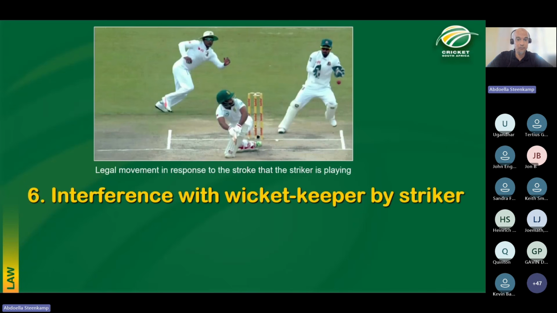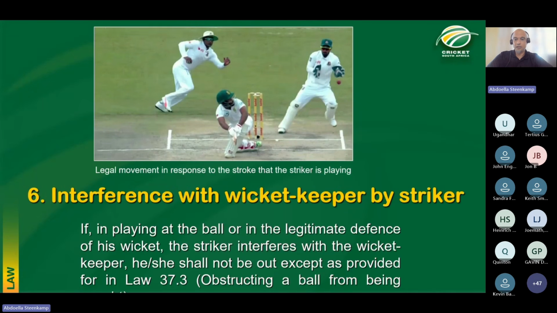So as soon as Temba indicated that he's going to play the lap sweep, the keeper is allowed to move. Here you can see the Bangladeshi keeper far down the leg side, but this is no issue. This is not unfair movement, because he only started to move when Temba started to play the lap sweep.